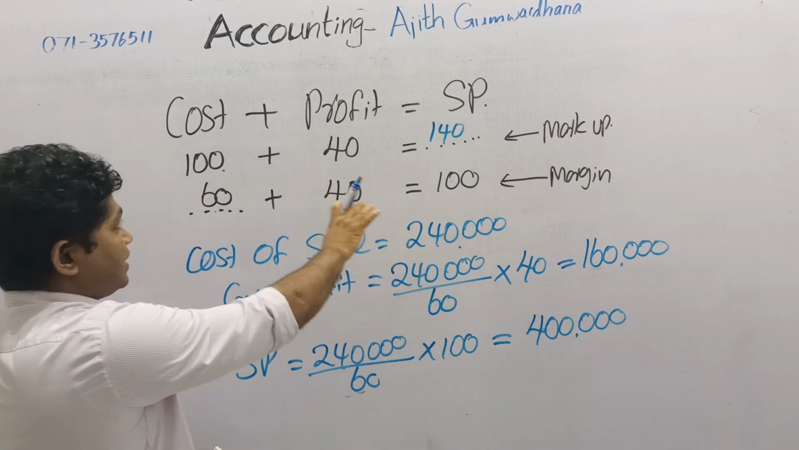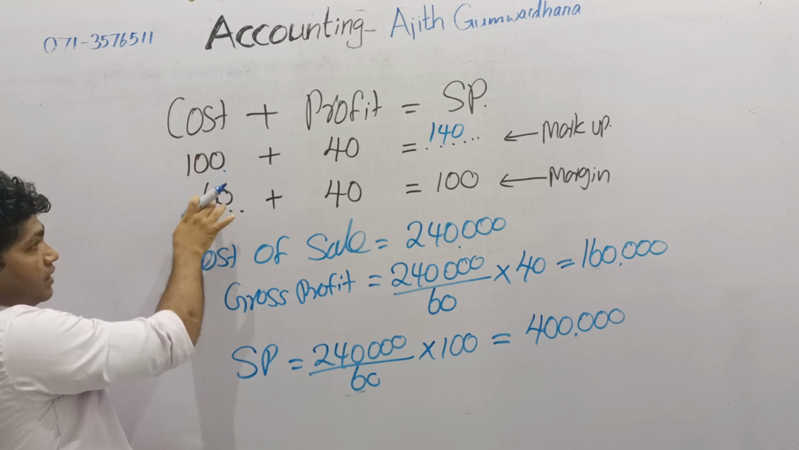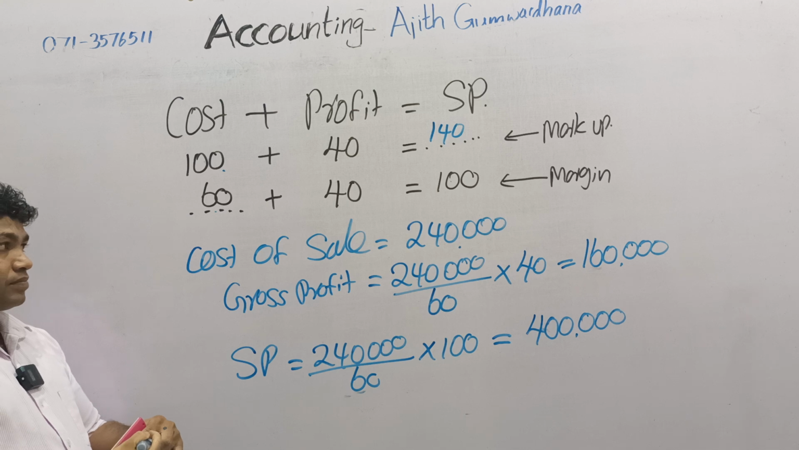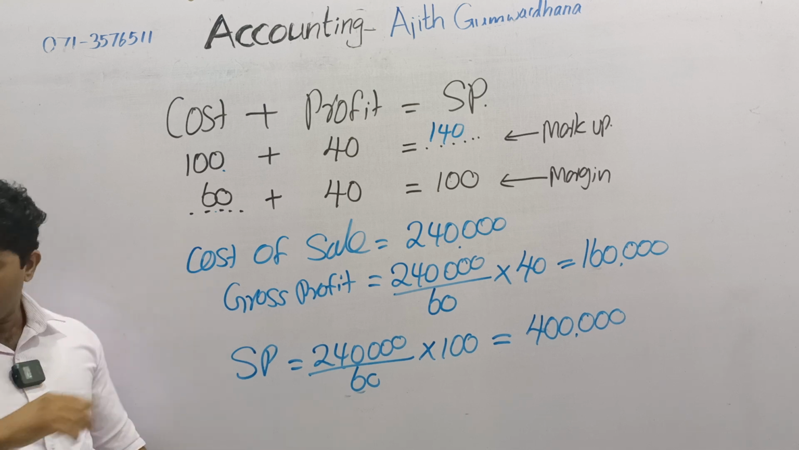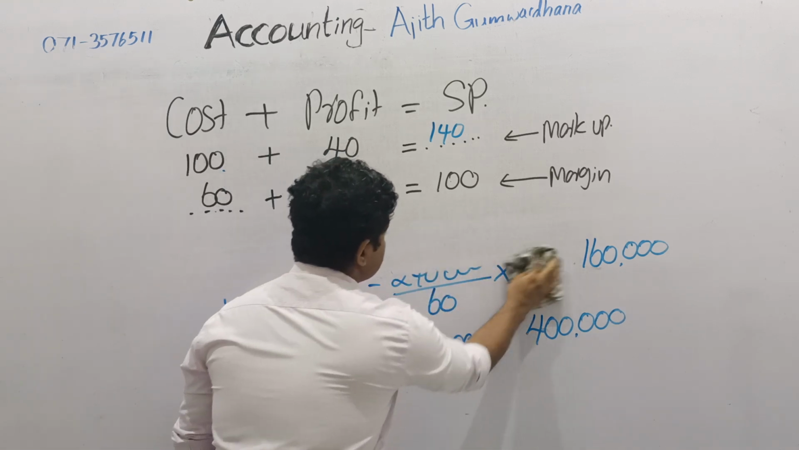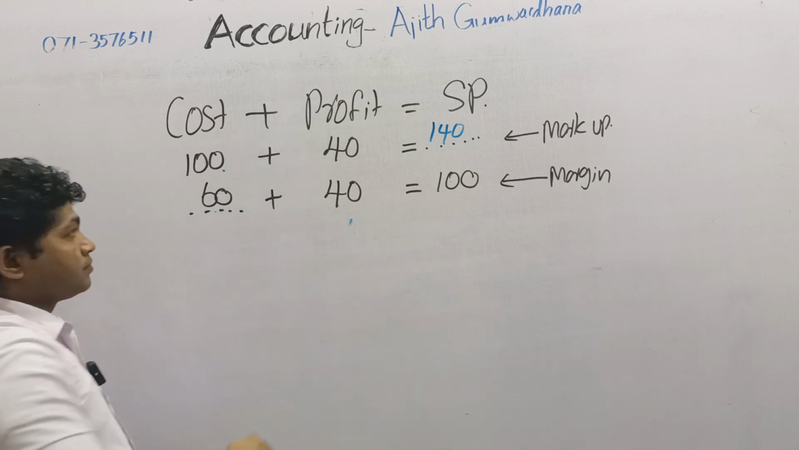Given cost of sales, think how to apply profit markup and profit margin. By using profit markup and profit margin, think how to calculate cost of sales as well as selling price. Now I will discuss, if the selling price is given, how to calculate cost value and gross profit by using profit markup and profit margin.